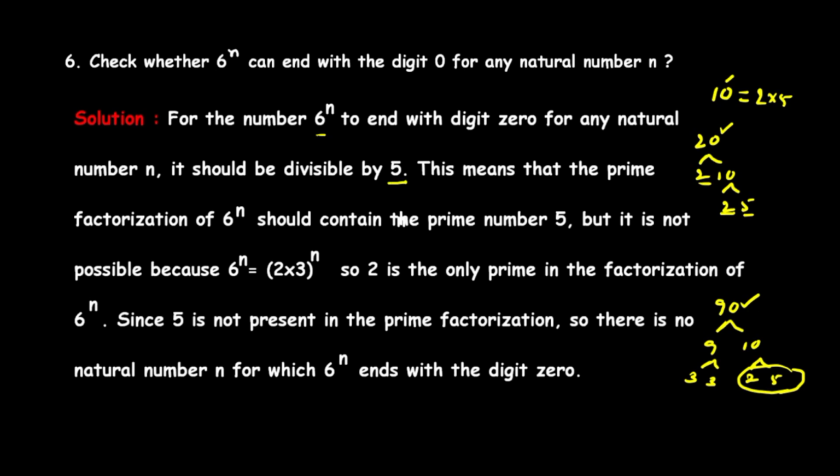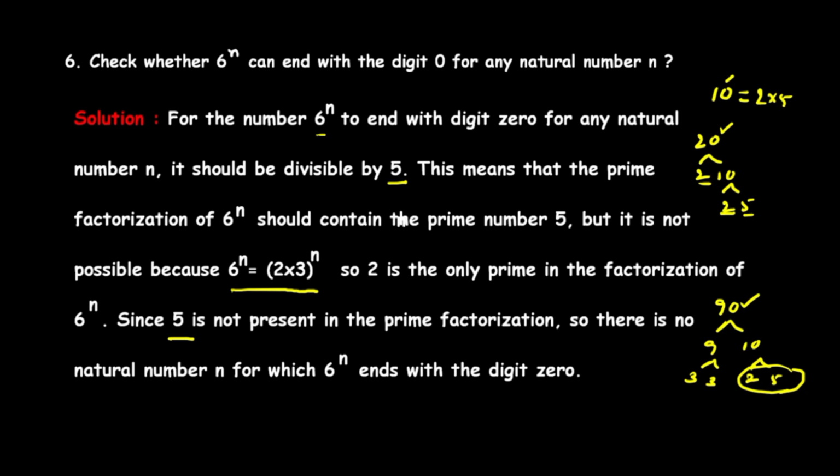So this means that the prime factorization of 6 power n should contain the prime number 5, but it is not possible, because 6 power n is 2 into 3, correct? 6 we write as 2 into 3 whole power n. So 2 and 3 are the only primes in the factorization of 6 power n. Since 5 is not present in the prime factorization, there is no natural number n for which 6 power n ends with the digit 0. Got it?